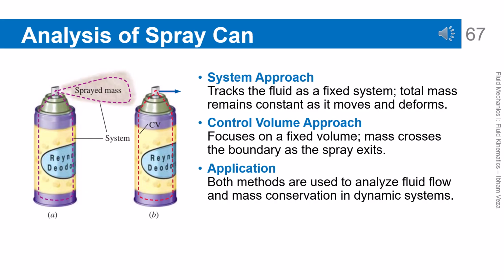Analysis of spray can. The system approach tracks the fluid mass as a moving entity. The control volume approach observes the flow crossing a fixed region. In the spray can case, mass leaves through the control volume boundary. The two approaches provide different but complementary perspectives. This example serves as an introduction to the Reynolds transport theorem.